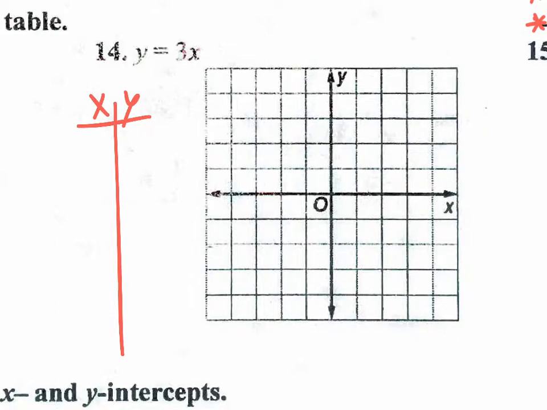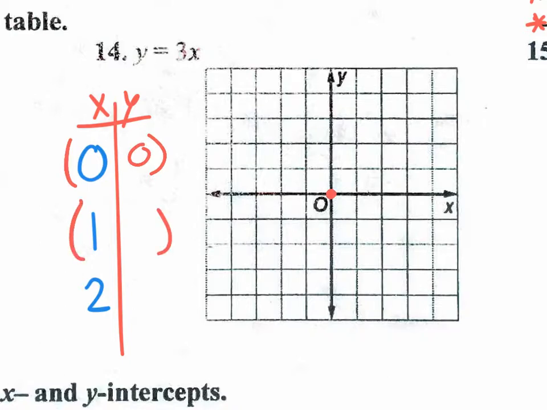Okay? And since we don't have a fraction in front of x, we could use the 3 easy input values, 0, 1, and 2. So if I plug in 0 right in there, what's 3 times 0? 0. So the output is 0. That's a coordinate. There it is, 0, 0. What if I plugged in 1? That would be 3 times 1, which is 3. And then let's plug in 2 right in there. 3 times 2 is 6.